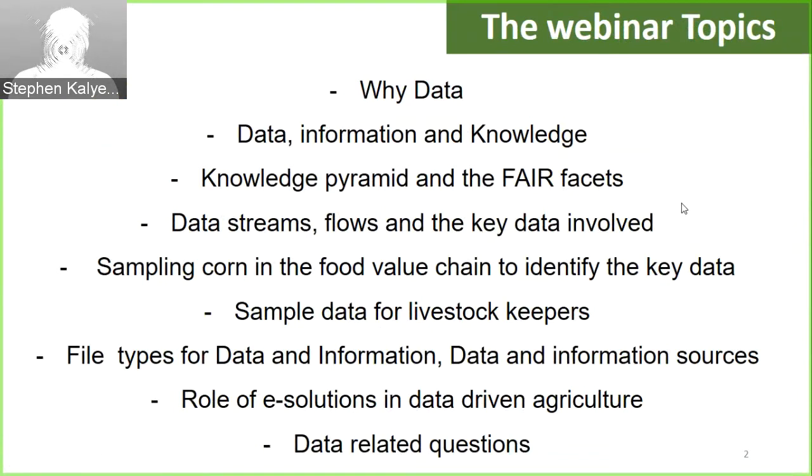We shall try to see how it moves through the food value chain, and we shall be able to identify the data it requires if one is to do corn growing or maize growing. We shall also look briefly at livestock keepers, the data they need. And the other thing, we shall look at the file types for data and information, as well as the available data and information sources. Then the second last will be the role of e-solutions in data-driven agriculture.